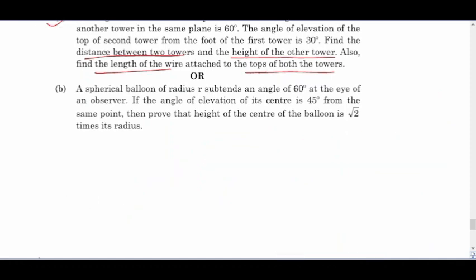Question: A spherical balloon of radius R subtends an angle of 60 degrees at the eye of an observer. The angle of elevation of the center is 45 degrees from the same point. Then prove that the height of the center... Now suppose this is the spherical balloon, this is the center, and suppose this is the point of reference. So this is the horizontal level.